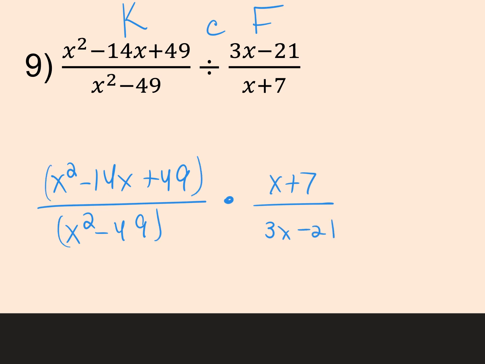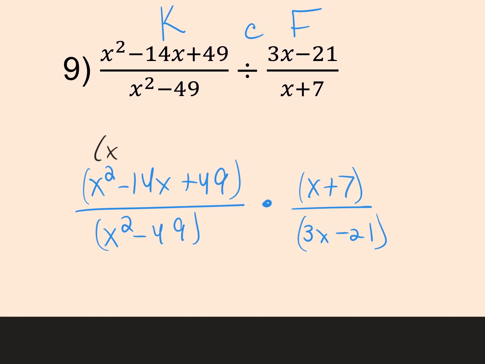Hopefully, as you were rewriting this or looking at this, you're starting to see, oh, I see a bunch of things that are already going to be able to cancel out. Look at your top left. That's a perfect square trinomial, correct? If you don't recognize that pattern, that is okay. You can still do A times C. What are the factors of 49 that multiply to give you a positive 49 but add to give you negative 14? It's going to be x minus 7 and x minus 7.